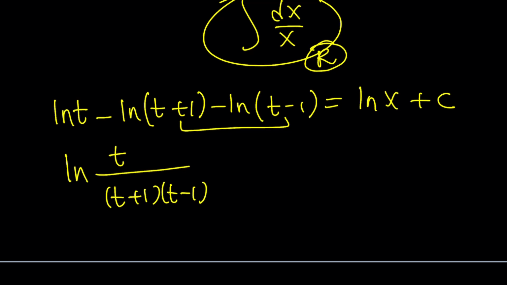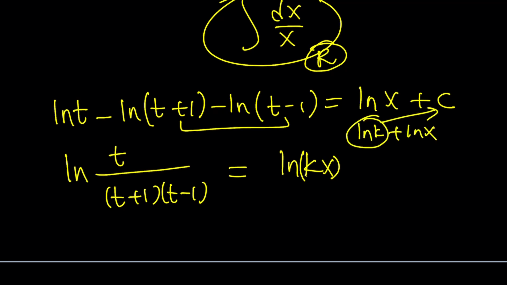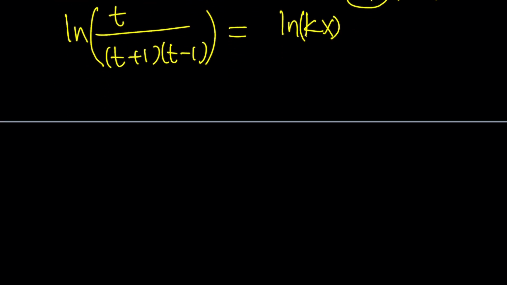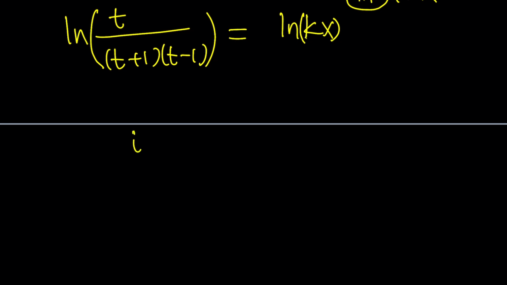You get that equals ln x plus c, and c can be merged into it as kx. Because notice that this is ln k plus ln x. So here I assume that c is ln k. Makes sense? Because they're constants, so it doesn't matter. Look at this. We have ln on both sides, so we can e to the power both sides, and that's going to give us the answer. So t over t squared minus 1 equals kx. No constant because we already burnt it in.